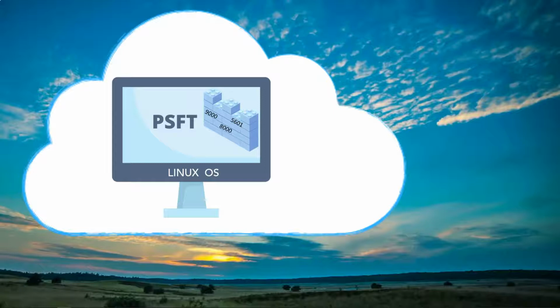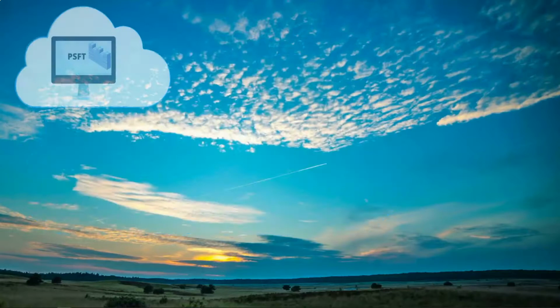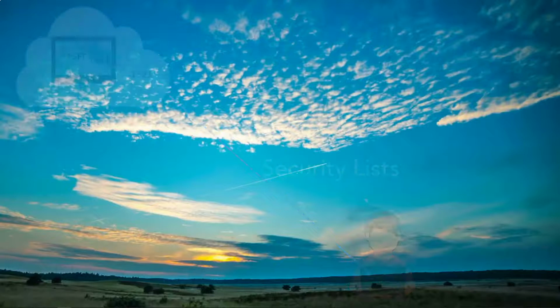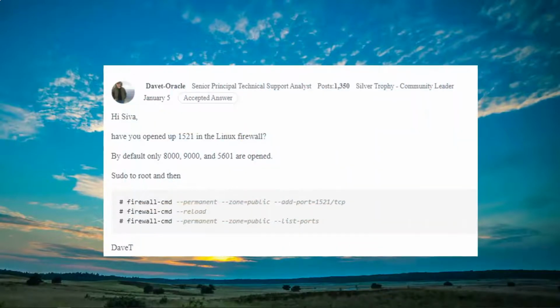In order to access our PeopleSoft database through the port 1521, first we need to unblock the port 1521 from the Linux firewall, and next we need to make the 1521 port accessible from the public internet by defining it in the security list. This is the step I struggled a bit. Thanks to Dave T from Oracle PeopleSoft community who helped me to get past this step. Let's go ahead and execute these three commands to unblock the port 1521 in the Linux firewall. Once again, thank you so much, Dave.